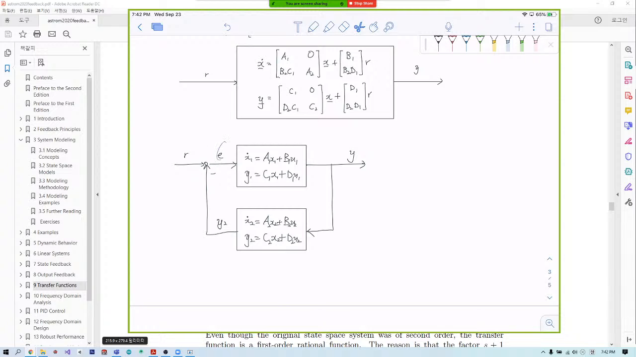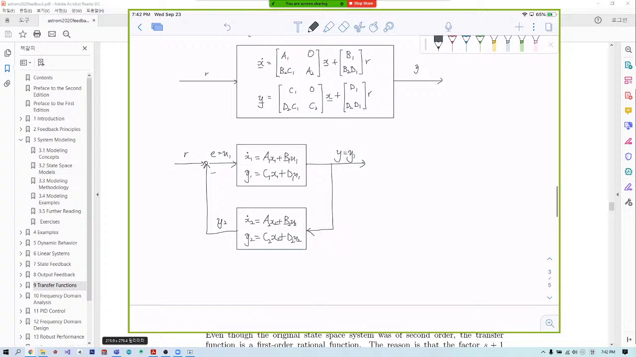And this error is feeding into this actuator, so we can say that u1 equals that value. And what comes out of that is y1, which is y in this case. So y1 goes in here as u2, and y2 comes out. Okay. All right, let's begin. So the error is defined by r minus y2.